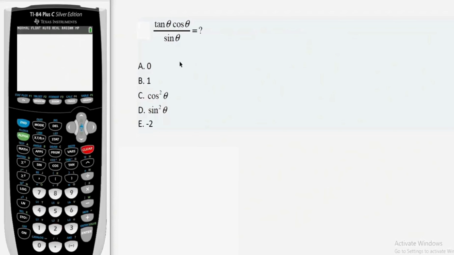The question says this is under trigonometry. We have in fraction tan theta cos theta over sin theta equals what? Alright, so to simplify this trigonometry using the calculator, guys, we need to store a number, which I highly recommend. I have solved a similar question like this in one of my previous videos on this ACT Maths hack series. So if you have watched that video, you'll be able to figure out this question as well.